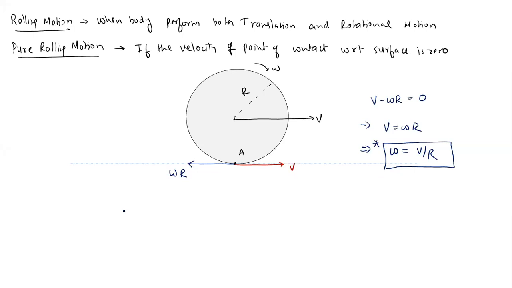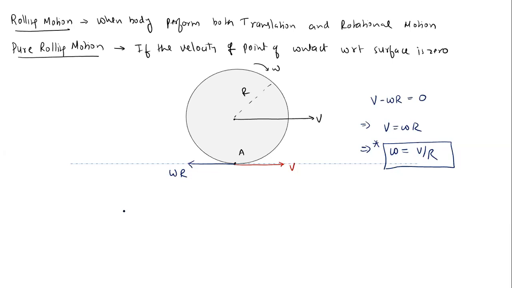Did you get this? Yes or no? Please respond to me, okay, so that I can move forward. Okay, got it. Fine. You should quickly respond to me, okay? Okay, fine. So that is the condition of pure rolling.